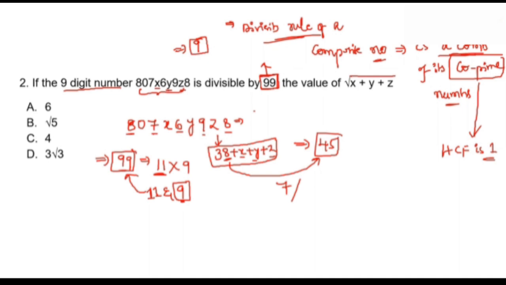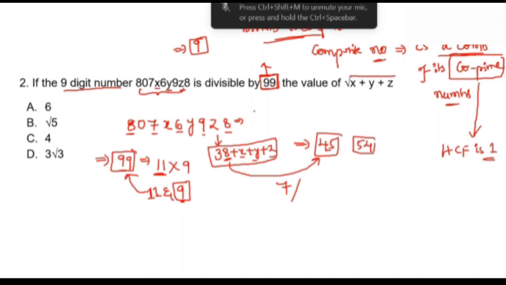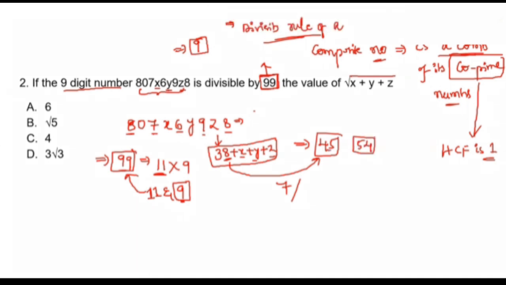Or maybe if it is not 45, after 45 we have 54, which is divisible by 9. That is short by how much? 16. So that sum can be 16. More values are possible, but we'll stop at these two values and we'll try to observe.